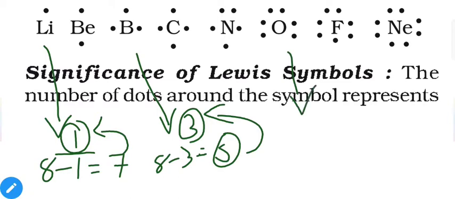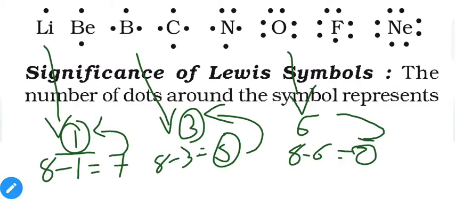In the case of oxygen, the number of valence electrons is 6, and 8 minus 6 is equal to 2. So that means in this case the valency is equal to 2. In the case of neon, the number of valence electrons is 8, and 8 minus 8 is equal to 0. So we have 0 valency for neon.